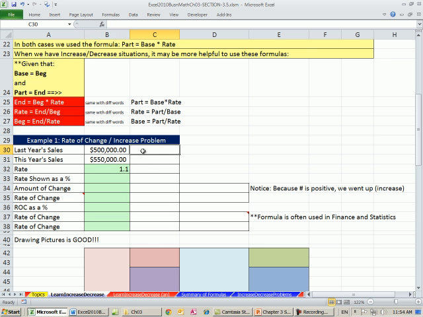Now, I want to label these. This is what? Last year's sales are the starting point or the begin. This year's sales, we went from here to there, so that's the ending point.